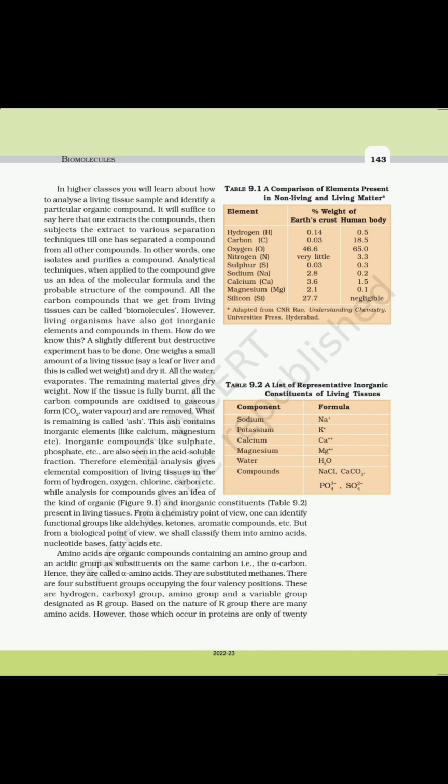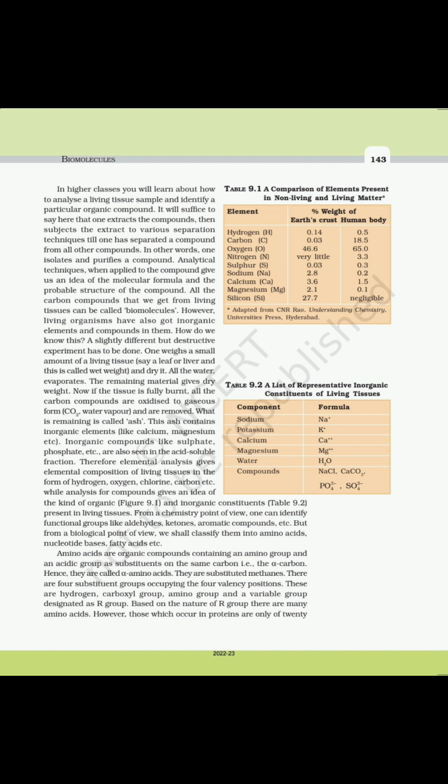Therefore, elemental analysis gives the elemental composition of living tissues in the form of hydrogen, oxygen, chlorine, carbon, etc., while analysis for compounds gives an idea of the kind of organic (Figure 9.1) and inorganic constituents (Table 9.2) present in living tissues. From a chemistry point of view, one can identify functional groups like aldehydes, ketones, aromatic compounds, etc. But from a biological point of view, we shall classify them into amino acids, nucleotide bases, fatty acids, etc.